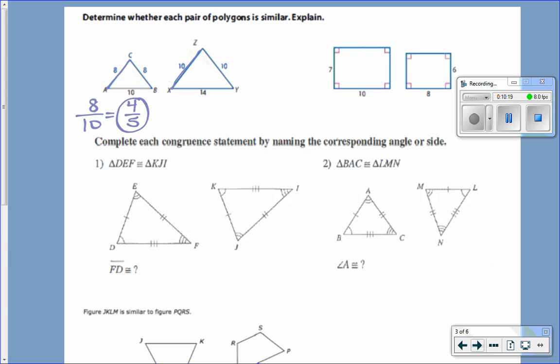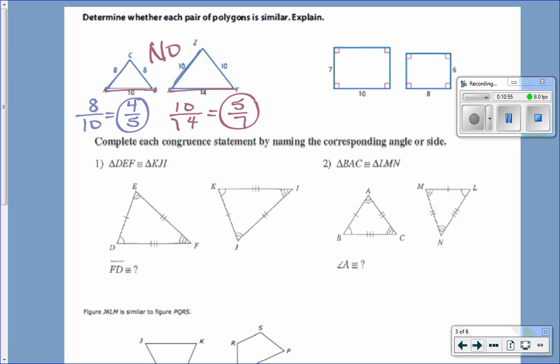What's another side length we could use that will be helpful in determining this? Okay, so AB, so 10 corresponds to 14, and what does that simplify to? 5/7. We're good? Okay, are these similar figures? No. So that probably also means that the corresponding angles are not congruent, right?